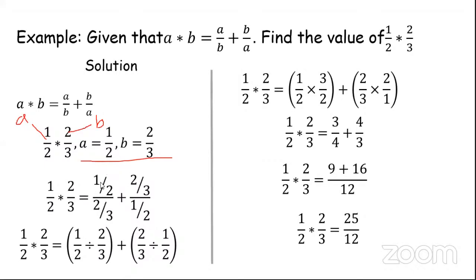So A star B, a half star 2 over 3. Where there is A, we substitute a half. So where there is A here, I've put a half, then divide it by 2 over 3, and that will give us the value of A over B. Then we add B, which is 2 over 3. We divide it by A, which is a half. Are we there? Any questions?